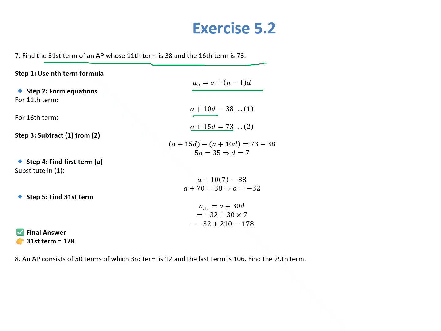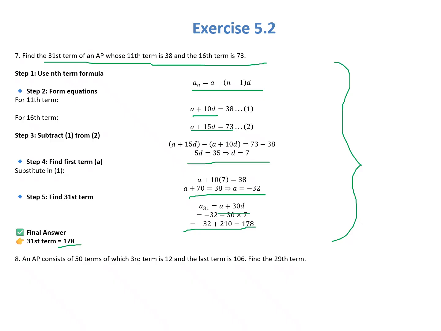So a plus 15d is equal to 73. When we solve these equations, we get the value of d as 7. And when we substitute that value in any of the equations, we get the value of a as minus 32. And when we have to find the 31st term, we'll simply use the formula a plus 30d. To solve it, we get the value, which is 178. So it's very simple. We first use the 11th term and the 16th term, and then we get the values of a and d. We'll substitute those values to get the 31st term.